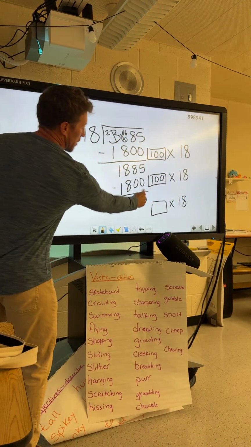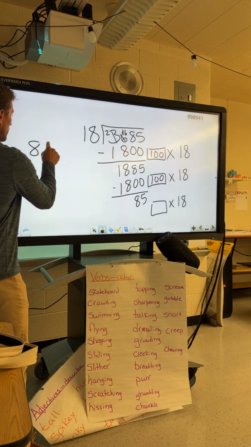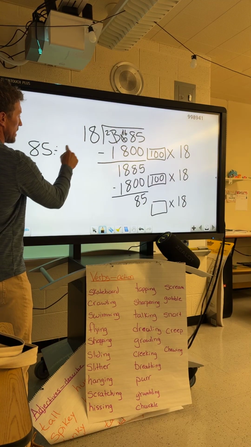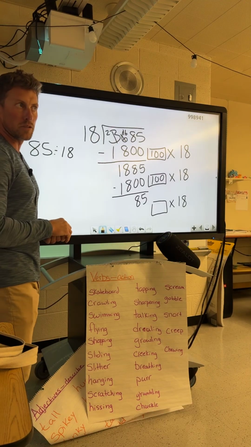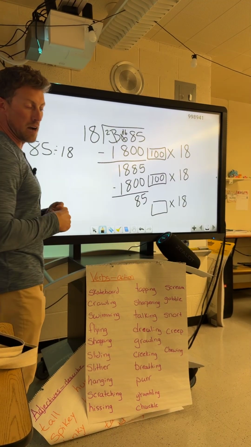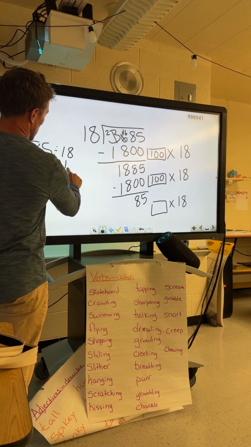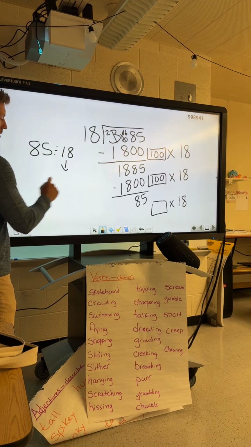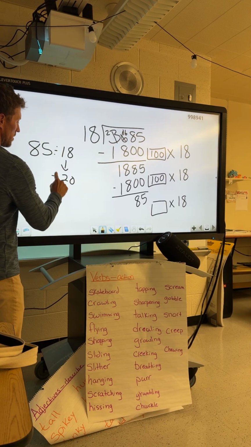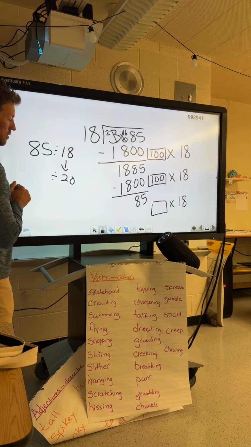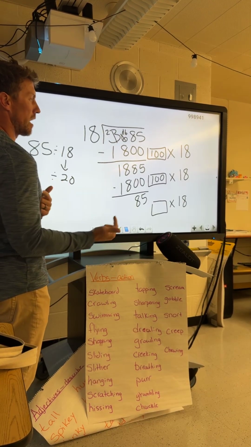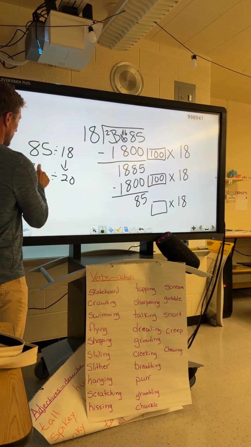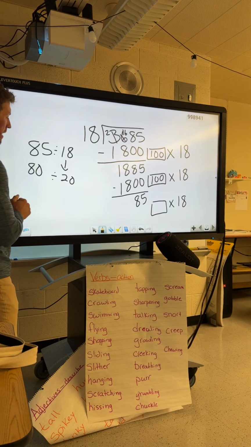So the number I'm now dividing is 85. And I'm still dividing it by 18. This problem is not something I would be able to solve using just knowledge. I would have to use my estimating. 18 is close to 20. I'm thinking about multiples of 20 that's close to 85. So 20, 40, 60, 80. 80 is obviously very close to 85, so I'll use it like that.